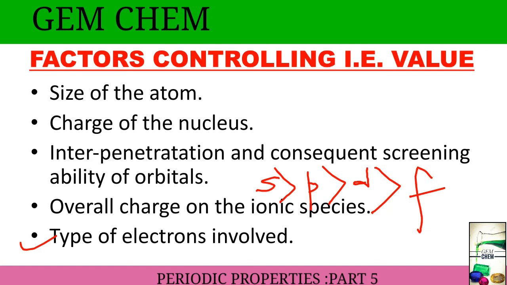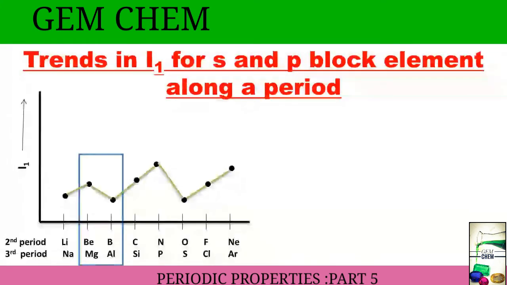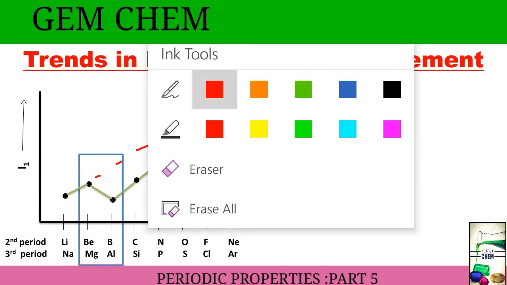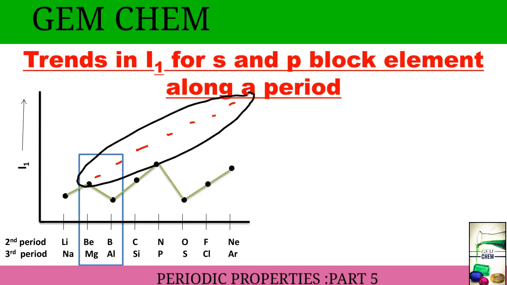We see the trends in first ionization value for s and p block elements along a period. Now see, first thing is this part. We knew that as atomic number increases, it would have increased like this, right? That is for the graph. We should have got this plot. But actually we are getting something like a zigzag, not exactly the requirement fulfilled. So we see from lithium to beryllium it is increasing, but from beryllium to boron it is decreasing. So we need to explain this part.